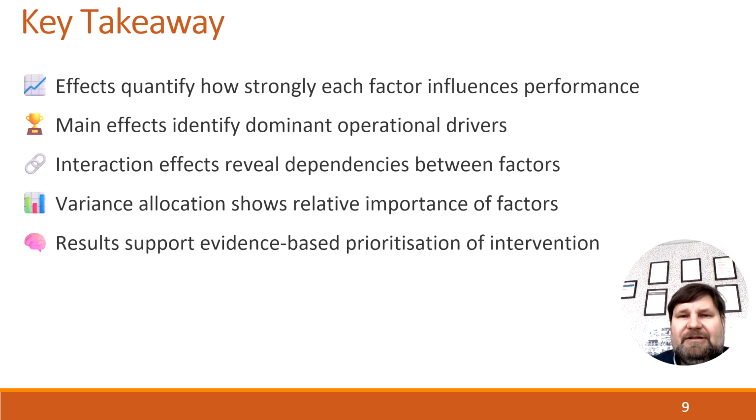Factorial experiments allow us to quantify how strongly each factor impacts system performance. Main effects highlight the most important operational drivers, while interaction effects reveal dependencies between factors. Variance allocation further shows the relative importance of each factor in explaining performance variability. Together, these results support evidence-based decisions on which interventions will be most effective.